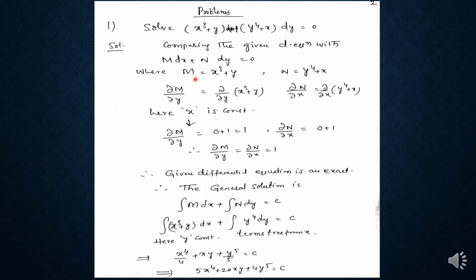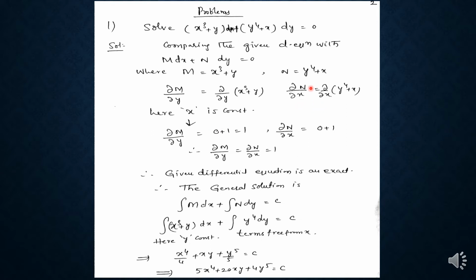After taking the M and N functions, now find the partial derivative of M with respect to y. That is dou M by dou y is equal to dou by dou y of (x cube plus y). While differentiating with respect to y, x will be treated as constant. That is partial differentiation. So dou M by dou y is equal to the derivative of x cube with respect to y. Here x cube is the constant, so this becomes 0, plus dou by dou y of y is 1, that is equal to 1.